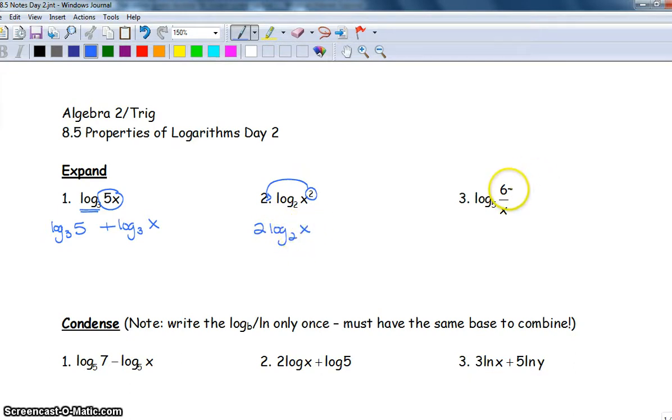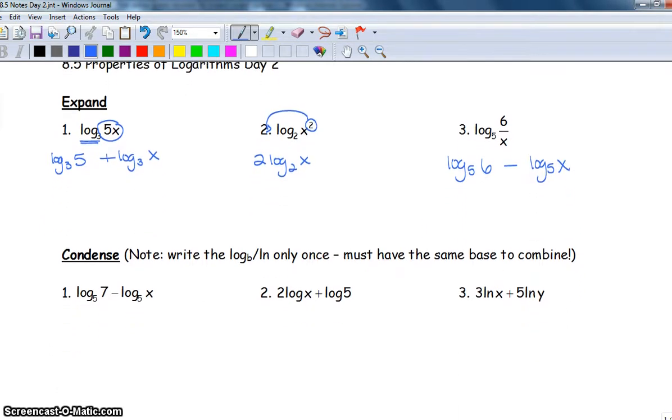And if we have division, I still have log base 5 present in both pieces. Since I'm dividing, that means I'm subtracting those two pieces, the 6 minus the x. I look at 6. 6 cannot be broken down anyway. I can't bring it to any power. And x cannot be broken down, so that's going to be my answer.